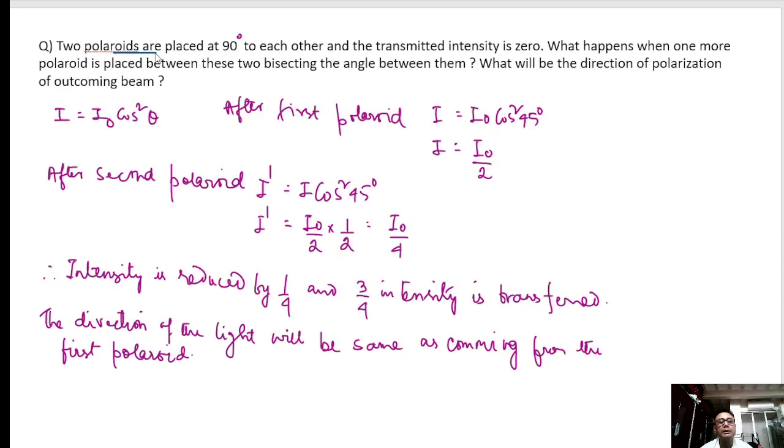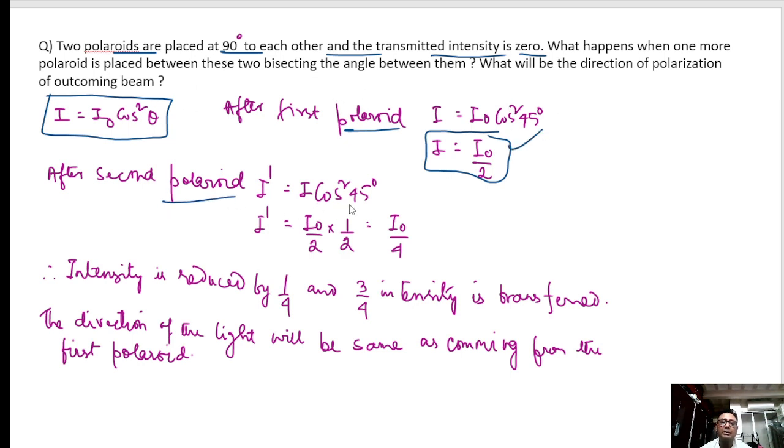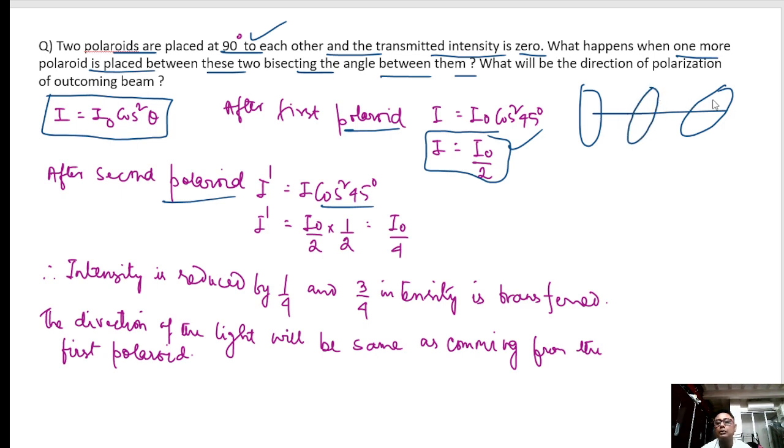Next, two Polaroids are at 90 degrees to each other and the transmitted intensity will be 0. This is the relation of the intensity coming out. After the first, we know it is always I0 by 2. After the second, because here they are telling that two Polaroids are at 90 degrees to each other. What happens when one more Polaroid is placed between these two, bisecting them? That means this is one polarizer, this was the other polarizer, the angle was 90 degrees between them. One more Polaroid is bisecting both of them, so the angle has to be 45 degrees. So using this, the intensity of light is reduced by 1/4, so 3/4 is transmitted.